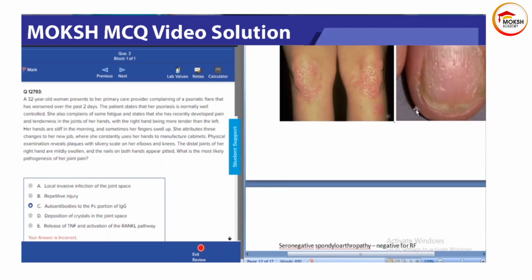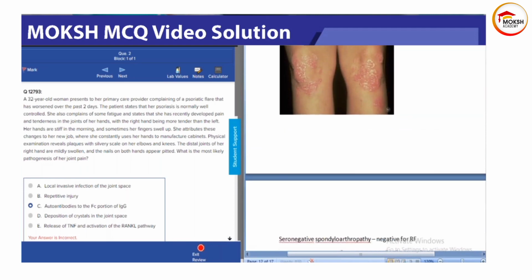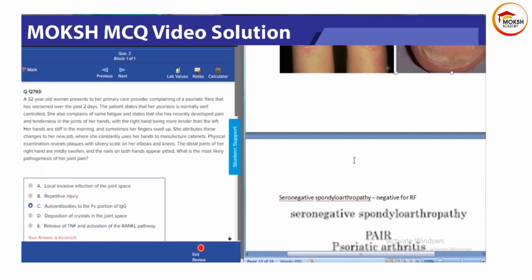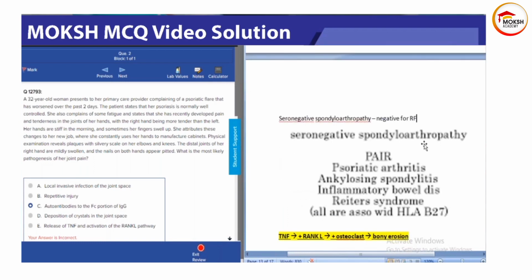So this is psoriatic arthritis. Psoriatic arthritis is a seronegative spondyloarthropathy. Seronegative spondyloarthropathy means that it is negative for rheumatoid factor and other antibodies that are present in rheumatoid arthritis. This is what the term means. There are 4 conditions included in this kind of arthropathy: psoriatic arthritis, ankylosing spondylitis, inflammatory bowel disease, and reactive arthritis. Reiter syndrome is also known as reactive arthritis.